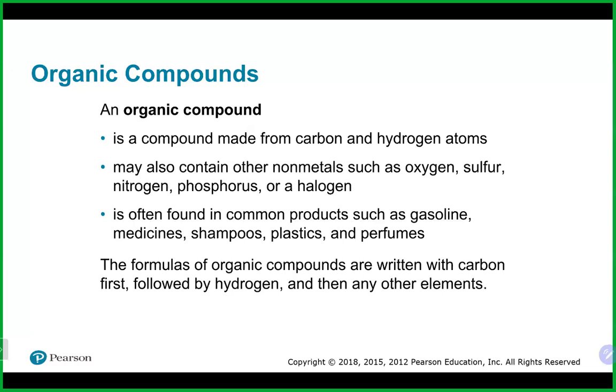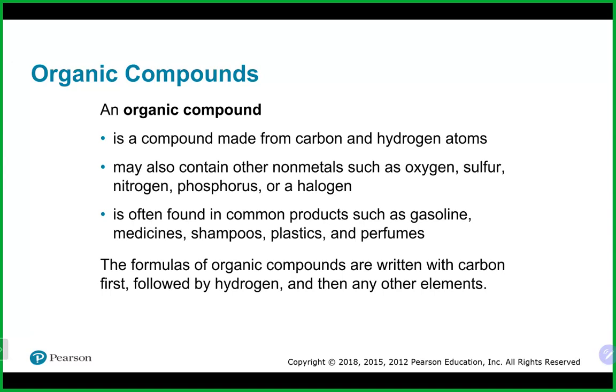An organic compound is a compound made up, as mentioned, of carbon and hydrogen atoms. Along the way, we will substitute other nonmetals like oxygen, sulfur, nitrogen, phosphorus, and the halogens, which is group 7 on the periodic table, like chlorine, bromine, fluorine, and so on.